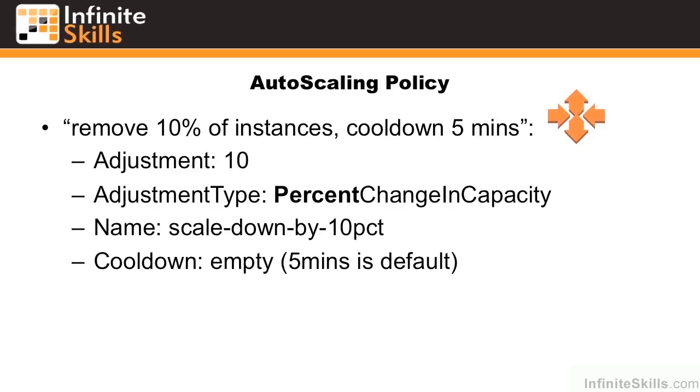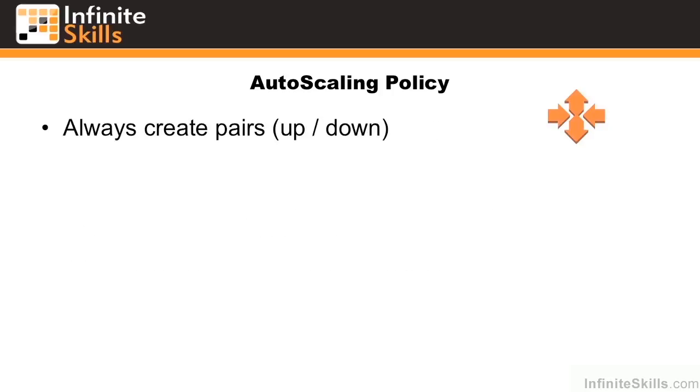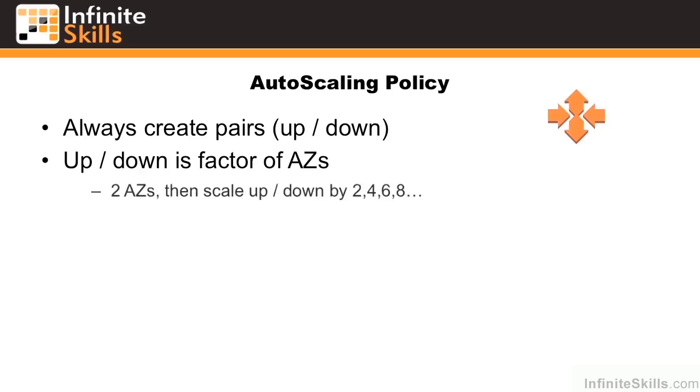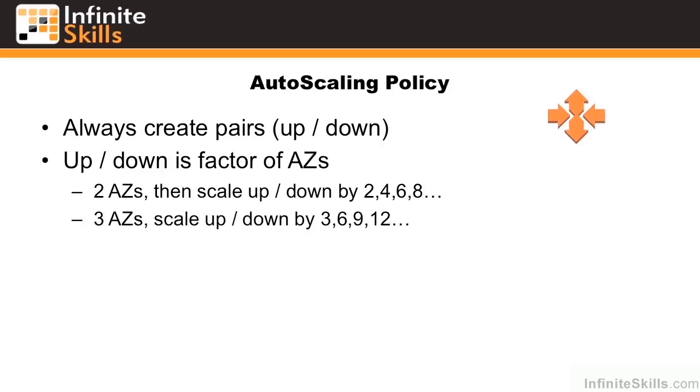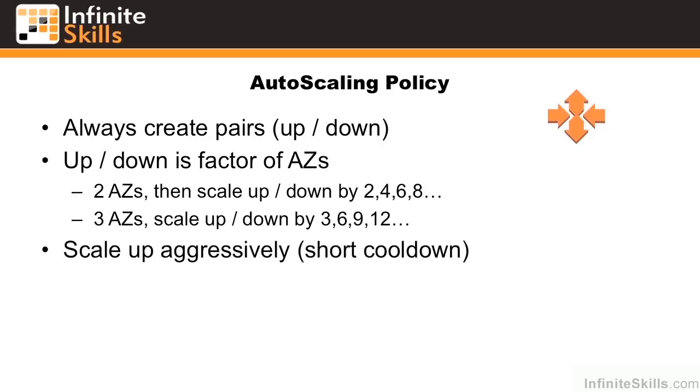Again, if you compare this with the scale-up policy that we just wrote, we're setting our cooldown period on scale-up to lower than our cooldown period on scale-down. This is saying that our scale-up can happen faster than our scale-down. Some good best practices with autoscaling policies is to always create pairs, and always go up or down a factor of the number of AZs. If you have 2 AZs, then scale up or down by 2, 4, 6, 8, and so on. And if you're scaling across 3 AZs, then go up by 3, 6, 9, and so forth. Try to scale up aggressively and specify a short cooldown period in your scale up policy.